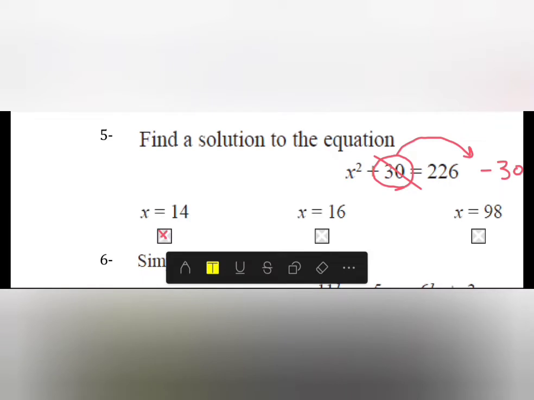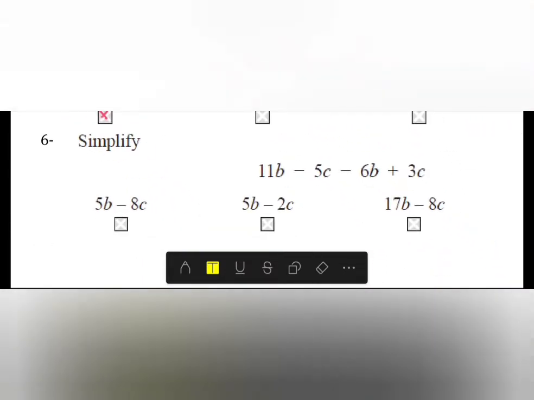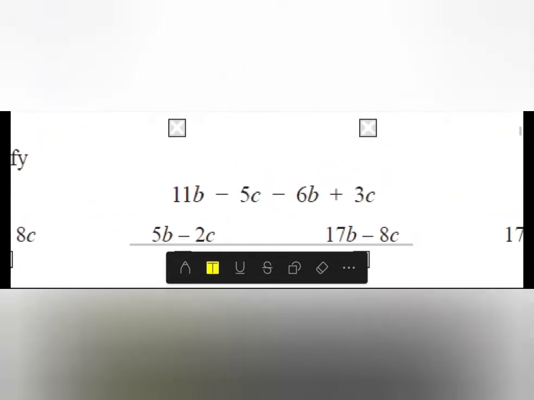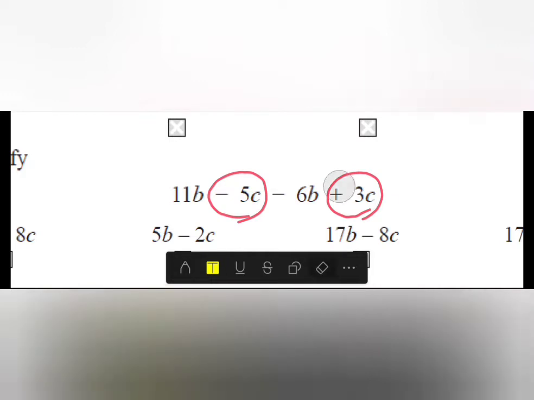Let's take a look at some questions here. Let's take a look at question 6. Question 6 here, we have to simplify. Simplifying, as we said, we're gonna add or work out the like terms together to simplify as much as possible. And as we can see here, the like terms here are what? Very good. We have 11b and negative 6b. They are like terms. And other like terms are negative 5c and plus 3c. Now, let's work them out together.